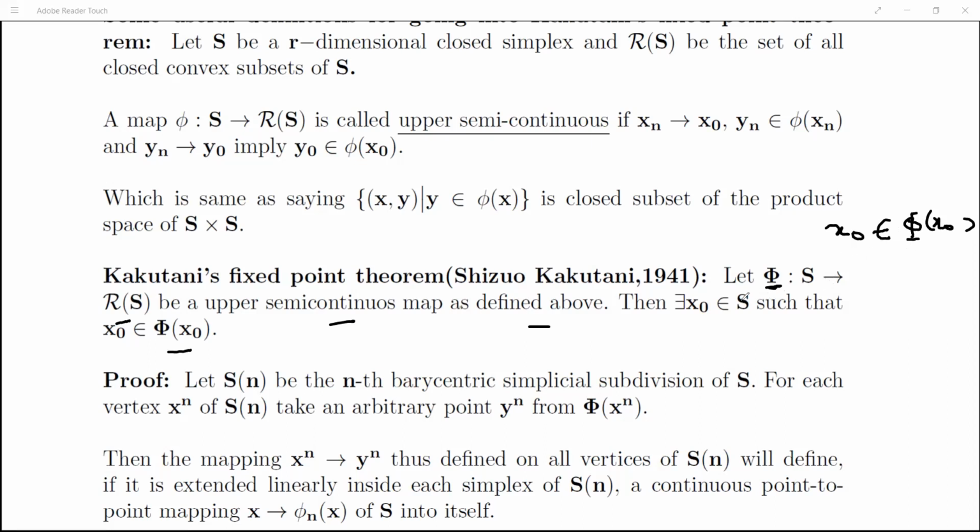So if you have an upper semi-continuous map from a set S to the set of all closed convex subsets of S, and we are assuming S to be a closed r-dimensional simplex, then you always have a fixed point like this. Okay, so how do you do the proof?